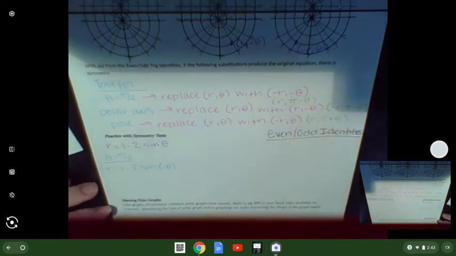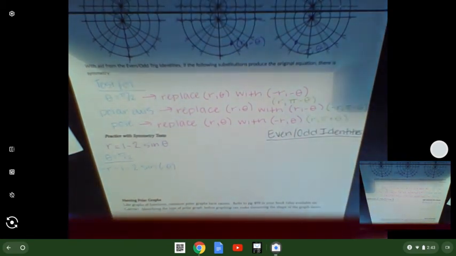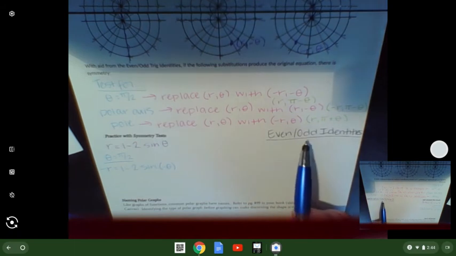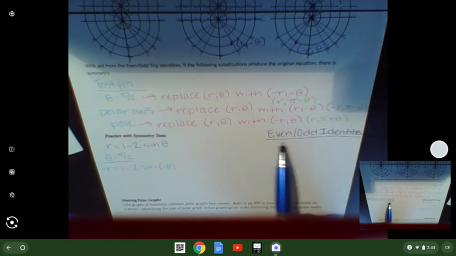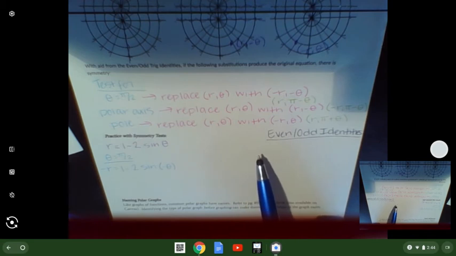So quick blast from the past. Back in Algebra 2 and at the beginning of the year when we talked about the basics of functions, we talked about even and odd functions and the types of symmetry those happen to exhibit. We talked about how odd functions exhibit origin symmetry. Remember, those O's go together, and even functions exhibit y-axis symmetry. When we talked about even and odd identities, there was no x-axis symmetry because that would not be a function.